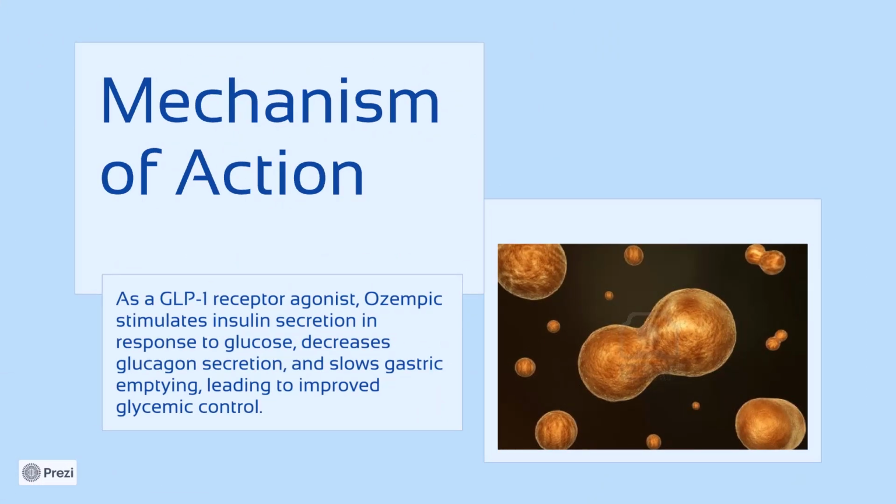But how does Ozempic work? Like any other medication, what is its mechanism of action? Ozempic is a GLP-1 receptor agonist. It mimics the natural hormone GLP-1 that is released in our gut after eating.